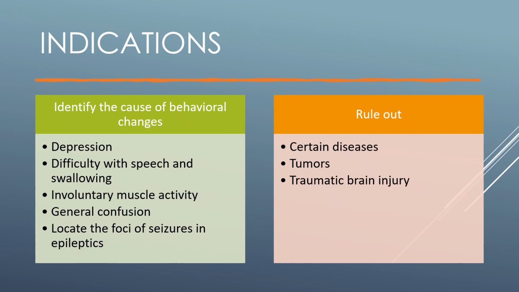They can also be done to rule out certain diseases, help get a differential diagnosis on things like dementia, evaluate tumors to see if they're primary or metastatic and where they're located, how metabolically active they are, and then also assessing things like traumatic brain injury.